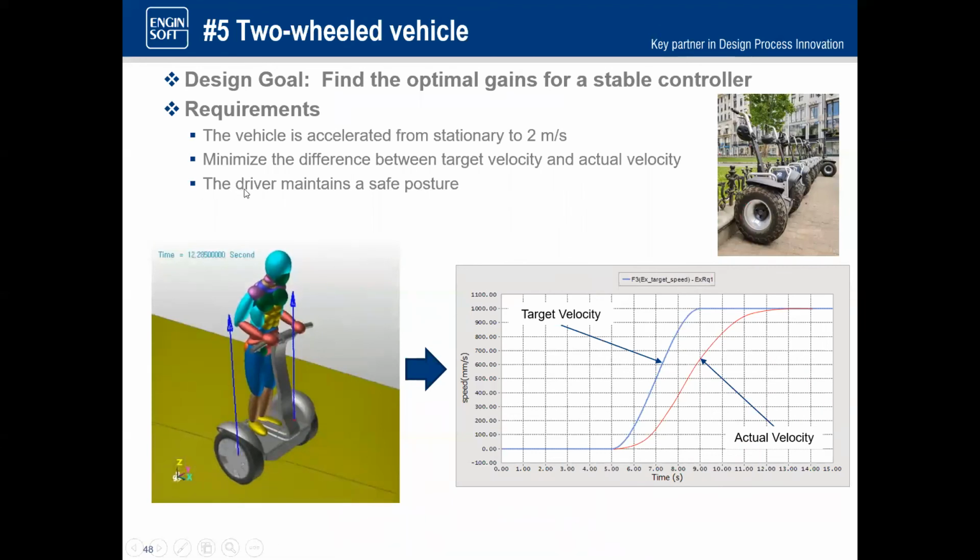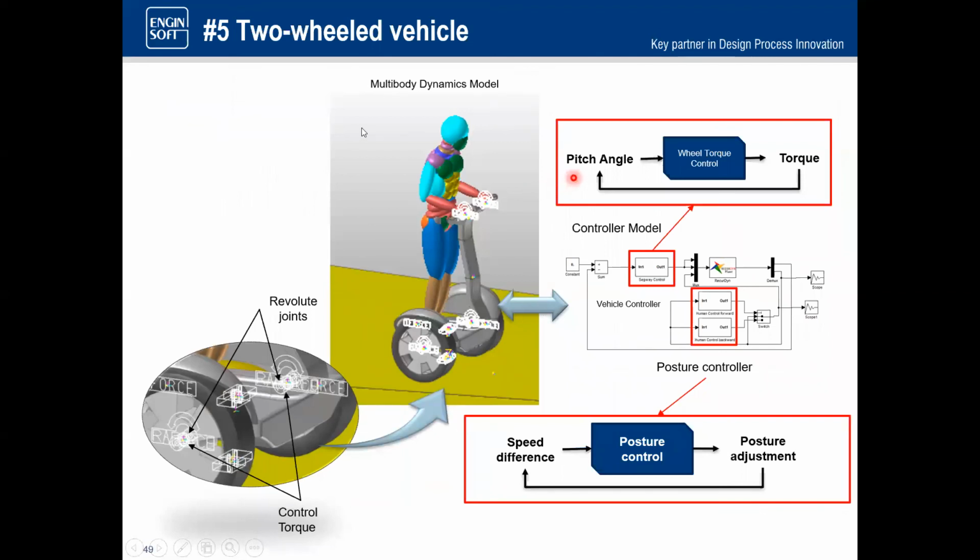And then some of the conditions, of course: the driver has to be in a safe posture. And basically the goal is to get up to 2 meters per second. So the details: we have revolute joints we're going to track for the 2 different wheels.